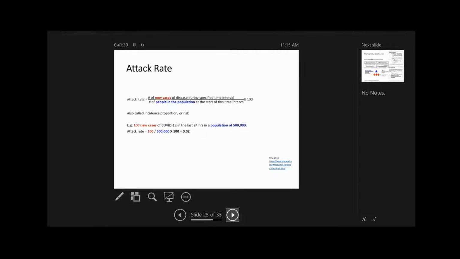So you could say the attack rate is 2%, right? Which means 2% of the population has fallen ill with that particular disease. You go to a party, 100 people were at the party, 30 of them had diarrhea, the attack rate is 30%. Okay, it's a simple proportion: the new cases divided by the total number of people who were exposed.